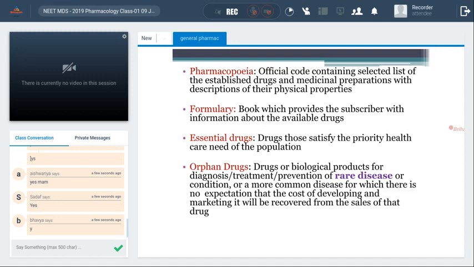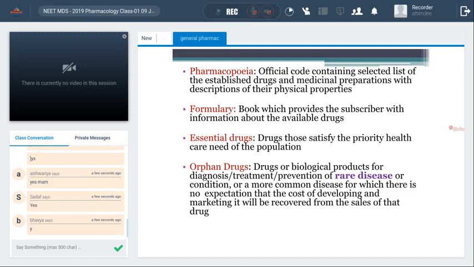See, cancer may or may not be common. All this while it was not common, of course, now it has become common, yet we don't call anti-cancer drugs essential drugs. Day in and day out, for treatment of the most common conditions, what we use are called essential drugs. Then we have orphan drugs.